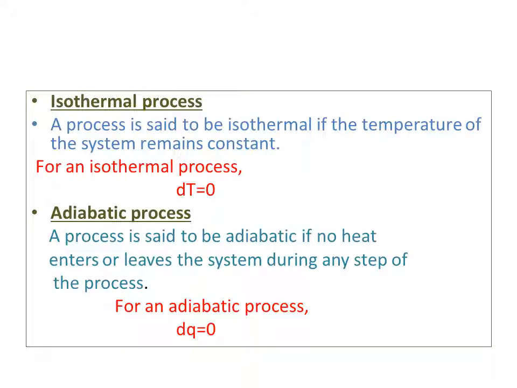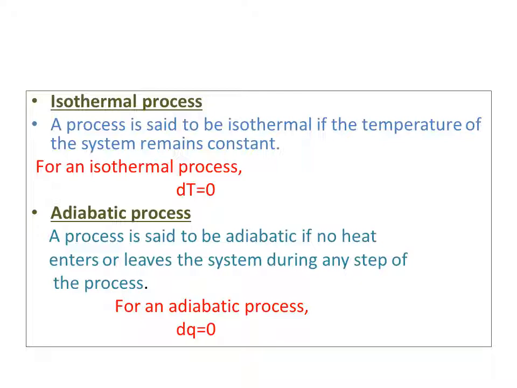Next is isothermal process. An isothermal process is one in which the temperature of the system remains constant during the change from its initial to final state. The system exchanges heat with its surrounding and temperature of the system remains constant. For this purpose, the experiment is often performed in a thermostat. So for isothermal process, there is no change in temperature, so dT is equal to 0.